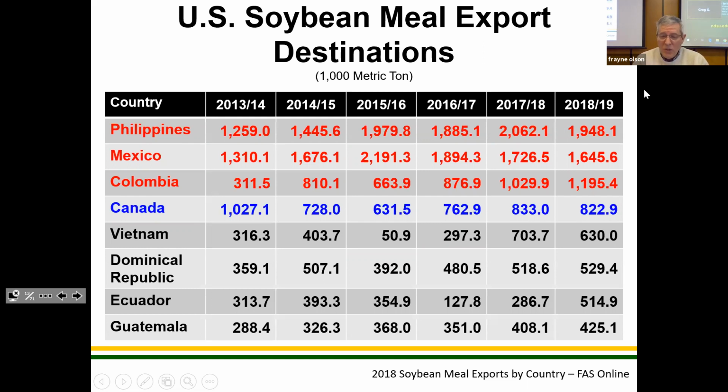We actually do export some meal into Canada, primarily for the hogs that we have in Manitoba, but also some of the beef as we get into Western Alberta and Saskatchewan. So we do have export demand, but we need to focus on those countries that have growth in their economy, but also growth in their meat demand.